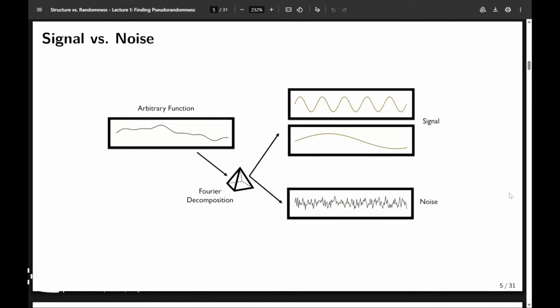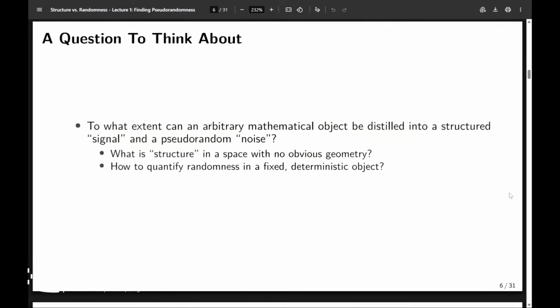And so this is a good picture to keep in mind. Usually we're going to be talking about spaces where it's less clear what it even means. So I want to ask you to think about this general question: to what extent is this idea, the signal versus noise decomposition of arbitrary mathematical objects, how general can you make this? How far-reaching does it make sense? Or does it make sense to apply it to more abstract situations? So you have to answer these two little questions for this to make sense.